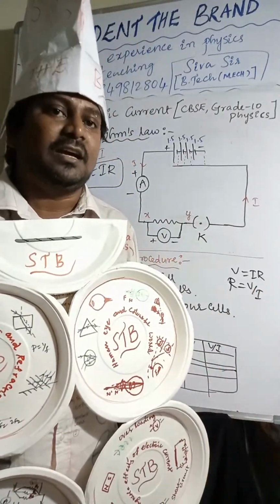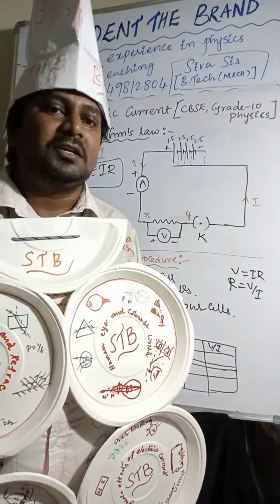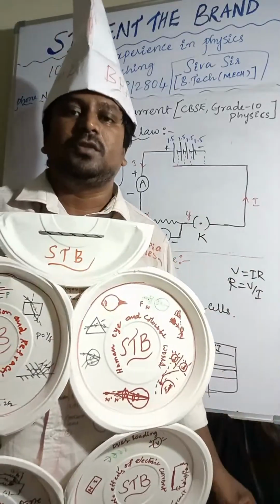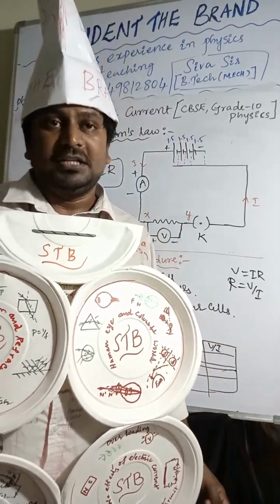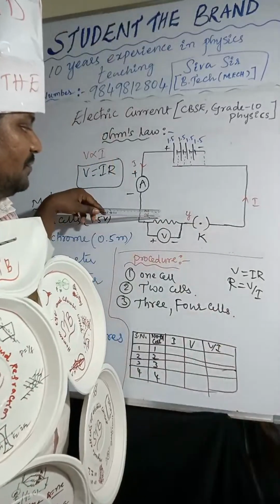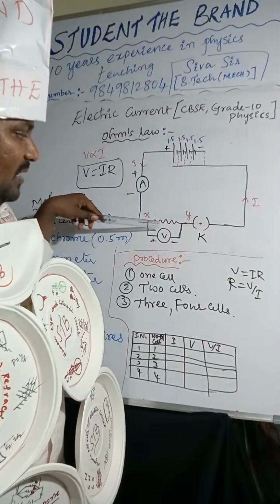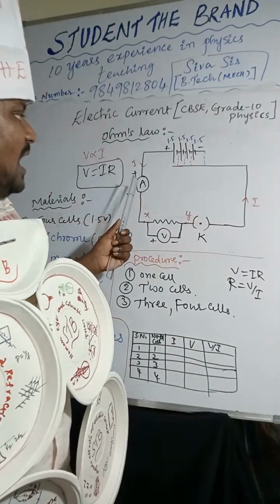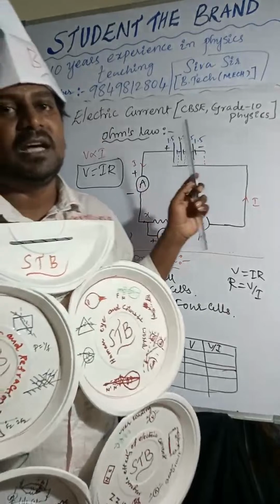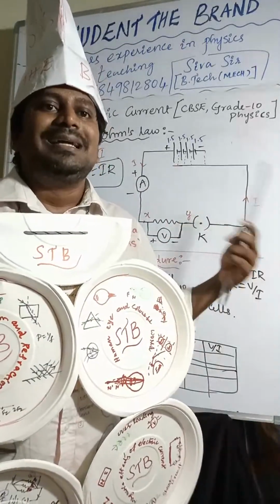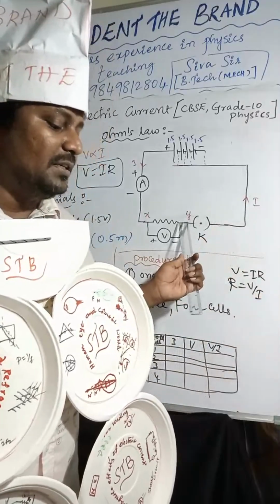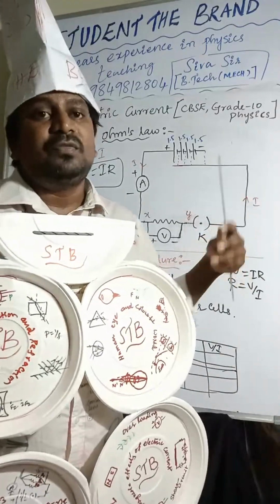The potential difference across a given metallic conductor is directly proportional to the current flowing through it at constant temperature. Consider the potential difference across the ends of the given metallic conductor. The voltmeter measures the potential difference, the ammeter measures the current. So the potential difference across the ends of the conductor is directly proportional to the current flowing through it at a constant temperature, and physical conditions also the same.